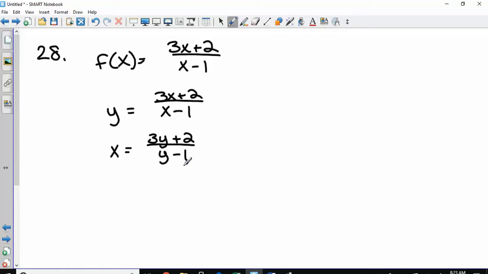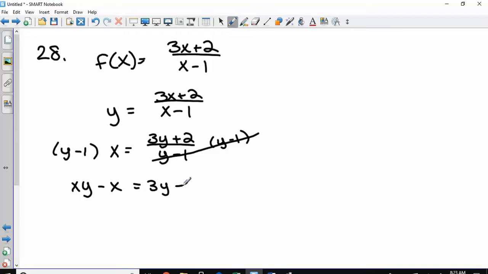Now, what do we need to do? Solve for y. We want to put it back in function notation, so we have to solve for the y. So I'm going to multiply by my denominator. So the xy minus x equals 3y plus 2. I'm trying to solve for y. I have y in two places, so I need those on the same side. So I'm going to subtract over my 3y, and I'm going to add over my x.